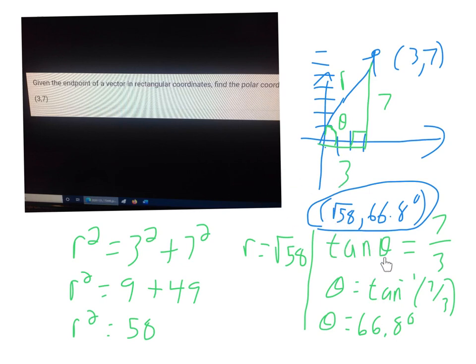And find the angle theta here. Tangent equals opposite over adjacent. So tangent of theta would be 7/3, or theta would be inverse tan of 7/3 with a calculator. It comes out to 66.8 degrees. So this would be the answer. Hope that helps.